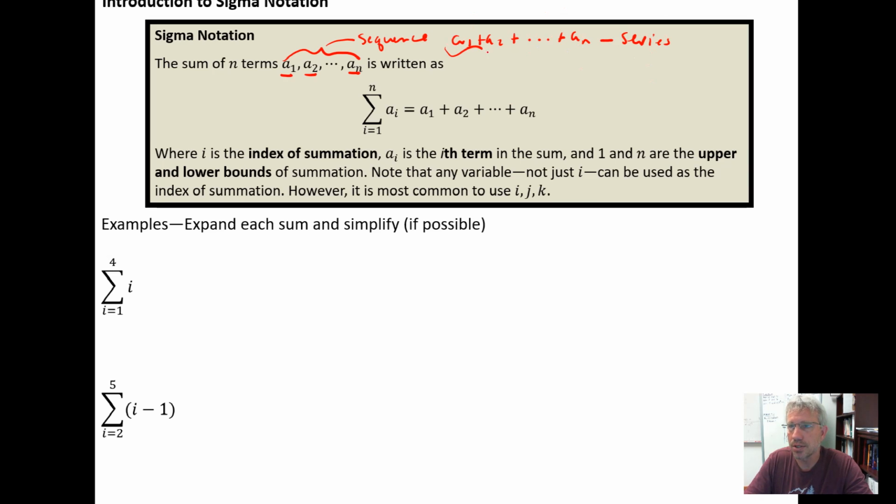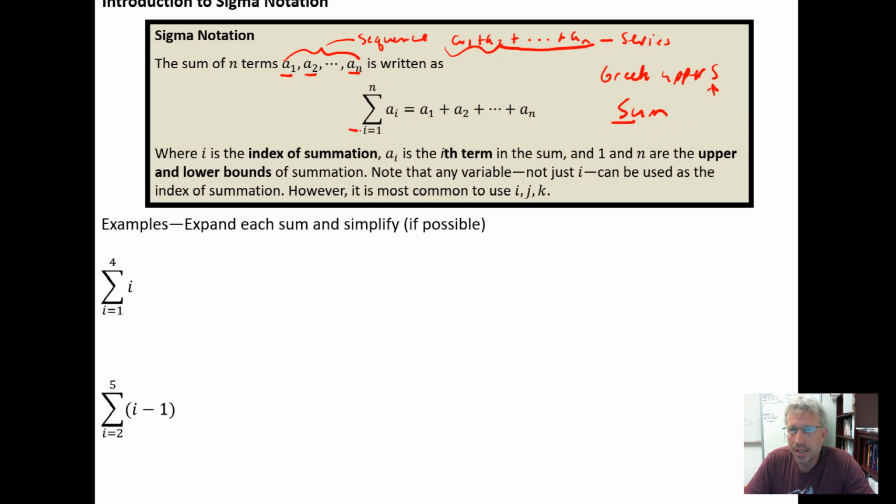And when we want to take the sum of a sequence or a series, we want to use a shorthand notation called sigma notation or summation notation. So this symbol right here is sigma, which is just the Greek uppercase S. So it's an uppercase S, and we use S because it represents sum.